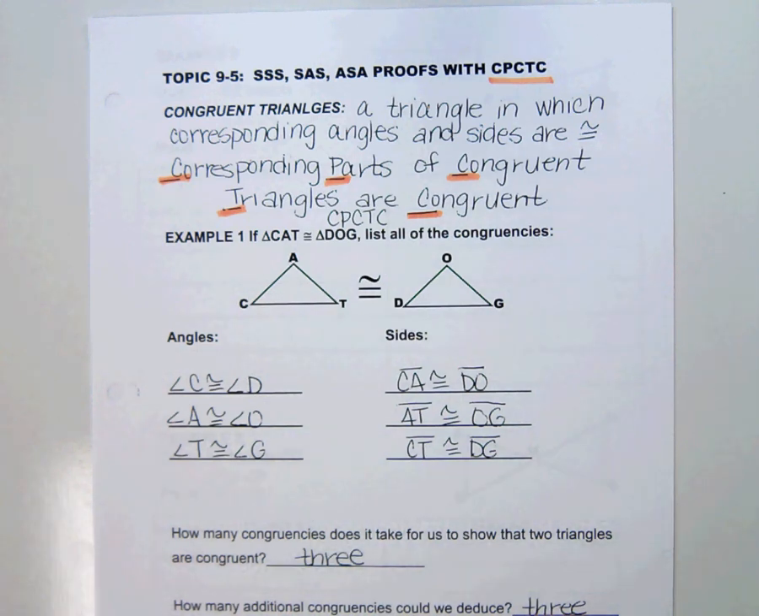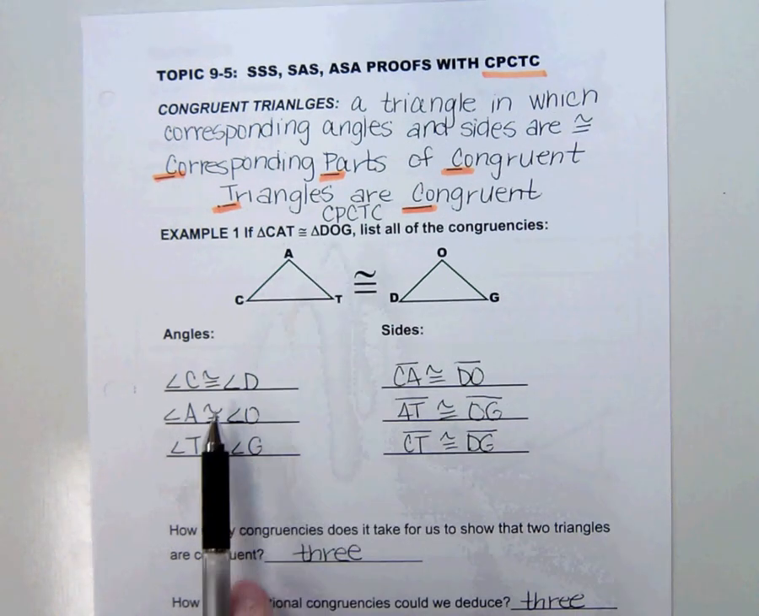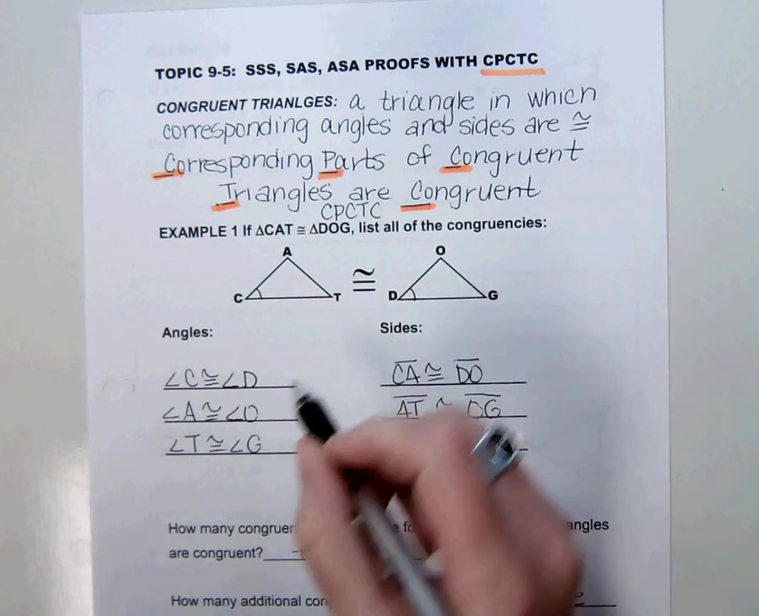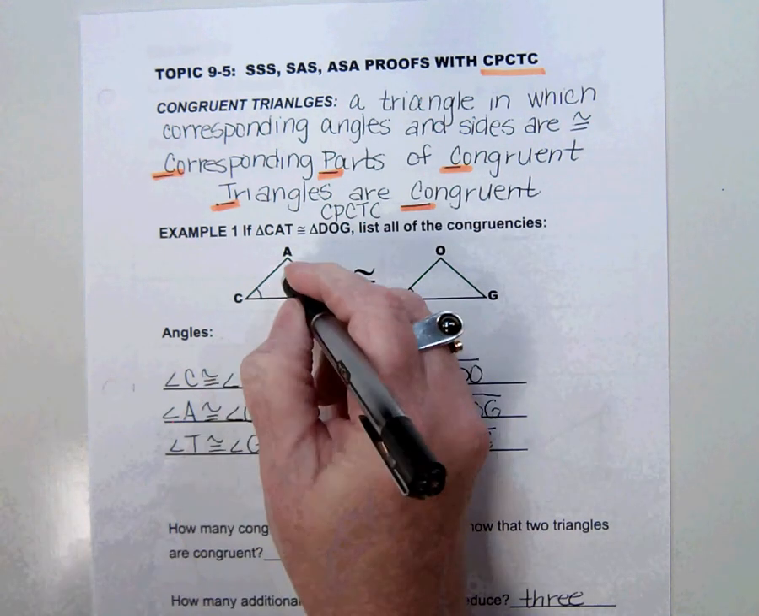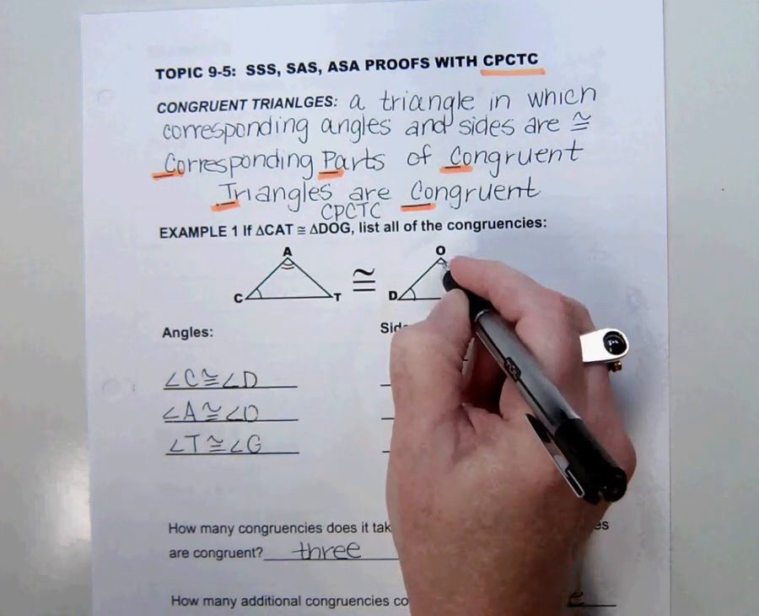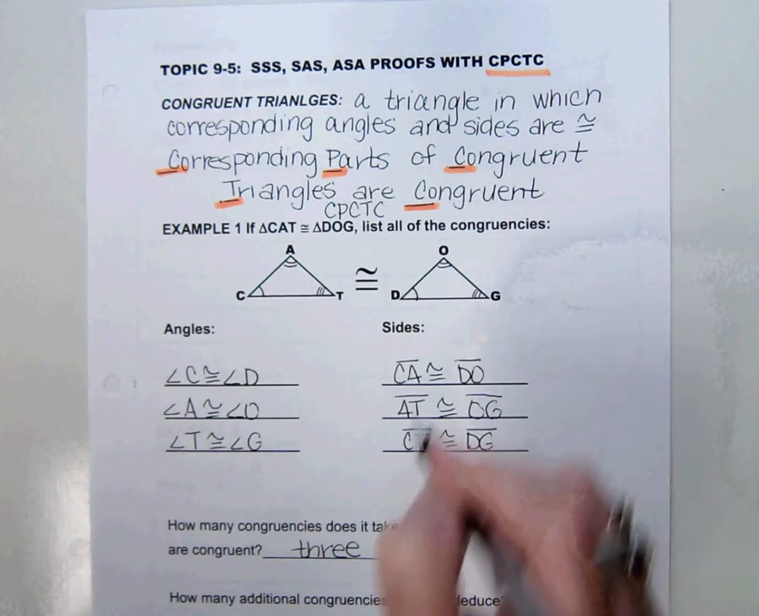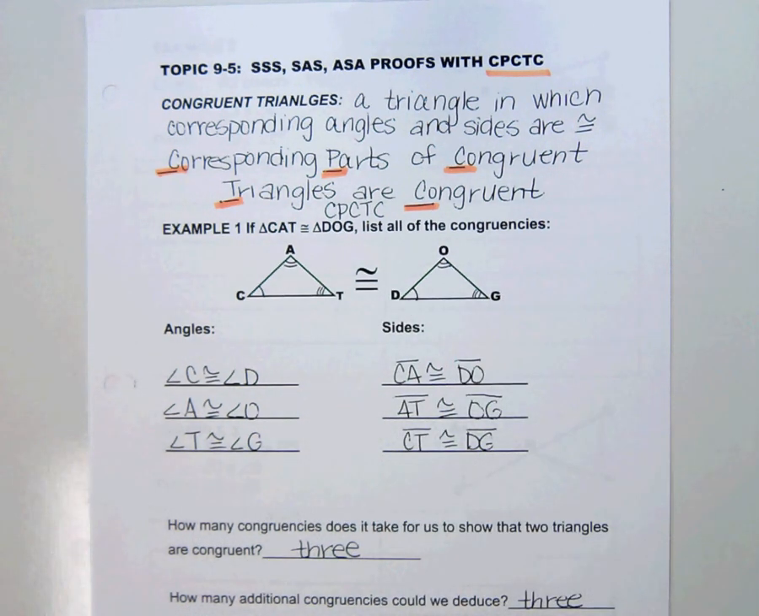If triangle CAT is congruent to DOG, and you want to list all the congruencies, you can list 3 sides and 3 angles. If you don't have a picture, you can look at the order of the letters in your congruent statement. Since C is the first letter and D is the first letter, those are congruent angles. I'm going to go ahead and mark those. C and D are congruent. A and O are the second letter of each in the congruent statement, so these are congruent. And then T and G. I'll use 3 little curves to note that those are congruent. Those are all the angles.